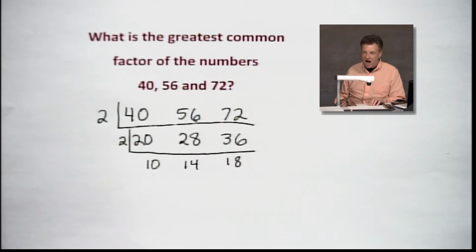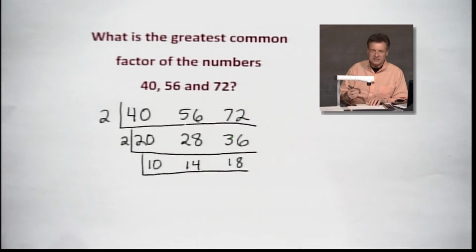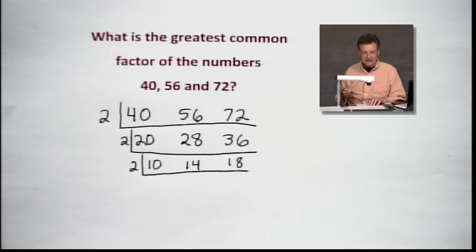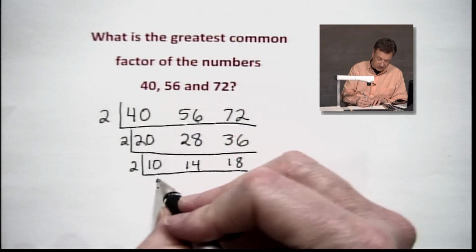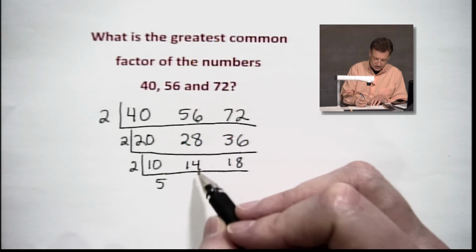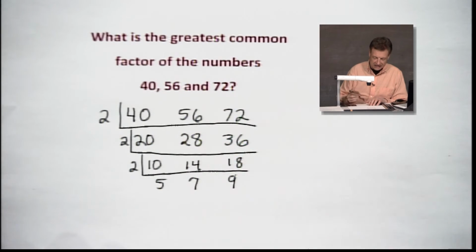And some of you are still going, Ernie, those still look like even numbers. And you know what? You guys are right. So let's do it one more time. Let's put 2 in there. And that's going to go 5 on there. We got 7. And we have 9 left over.